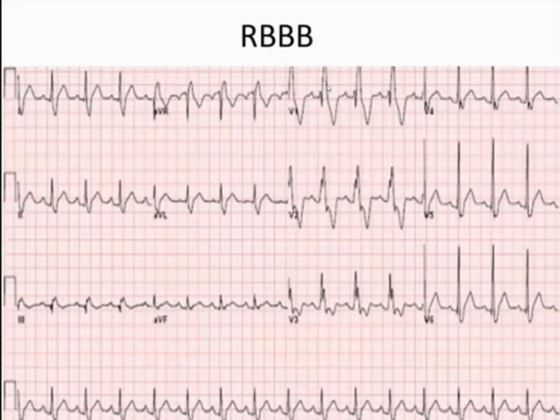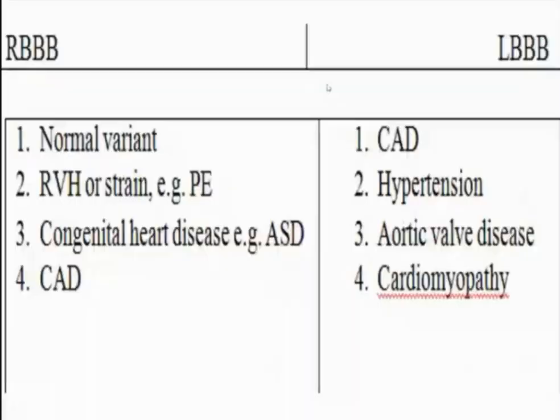The impulse will come back from the other ventricle, but through the normal myocardial tissue, and this will lead to more slowing down of the impulse and widening of the QRS. And the difference between right bundle and left bundle branch block on the ECG: right bundle branch block can be a normal variant. We can see it in normal people, or in patients with right ventricle hypertrophy or strain, like in pulmonary embolism or congenital heart disease when there is increased flow on the right side, like in atrial septal defect (ASD), or coronary artery disease (CAD).